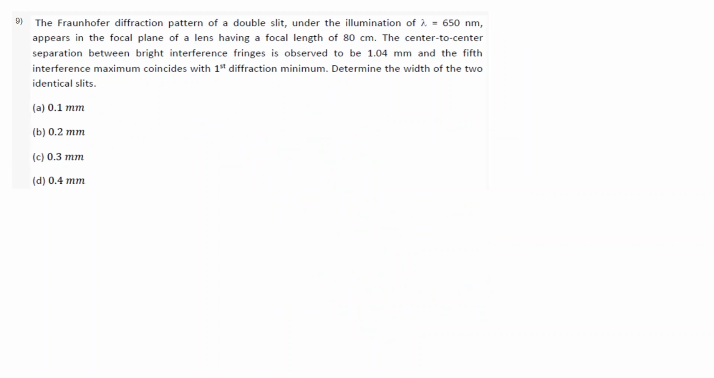Now next question, ninth question. The front of a diffraction pattern of a double slit. Okay, now we are moving on to double slit. Under the illumination of, this is the lambda we are using, it appears in the focal plane of a lens having a focal length of 80 cm. This is the distance between slit and screen. The center to center separation between bright interference fringes is observed to be 1.04 mm, and the fifth interference maximum coincides with the first diffraction minimum.